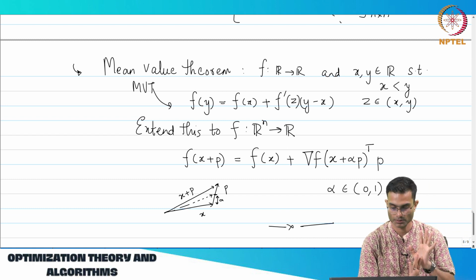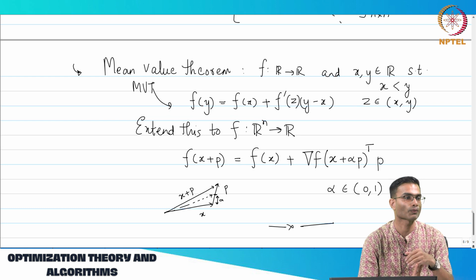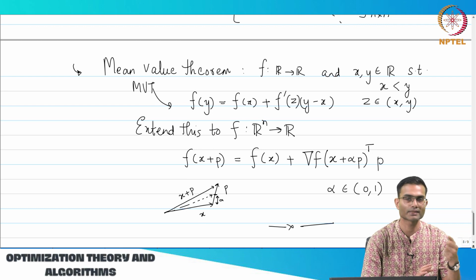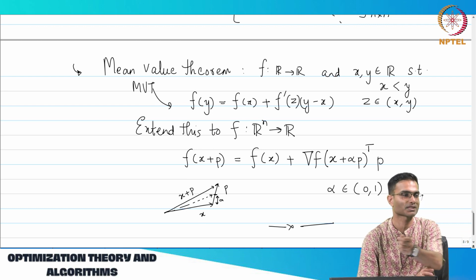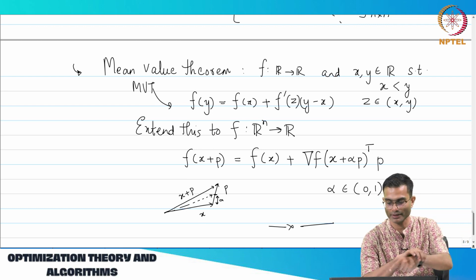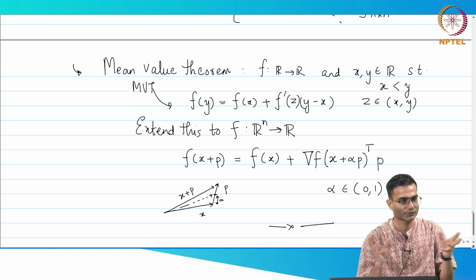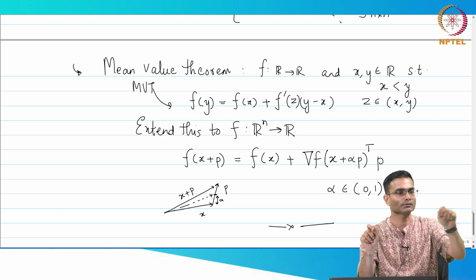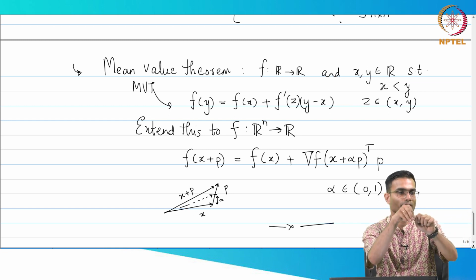No, p is my choice. p could be anything. It's up to me what I want to choose. So it's not given to me. In the mean value theorem for the scalar case, I gave you an x and a y. In this case, my y is simply x plus p. So I could have rewritten this in terms of x and y also, the same idea. Give me a start point and an end point, and I will tell you the value of the function using some point in between.